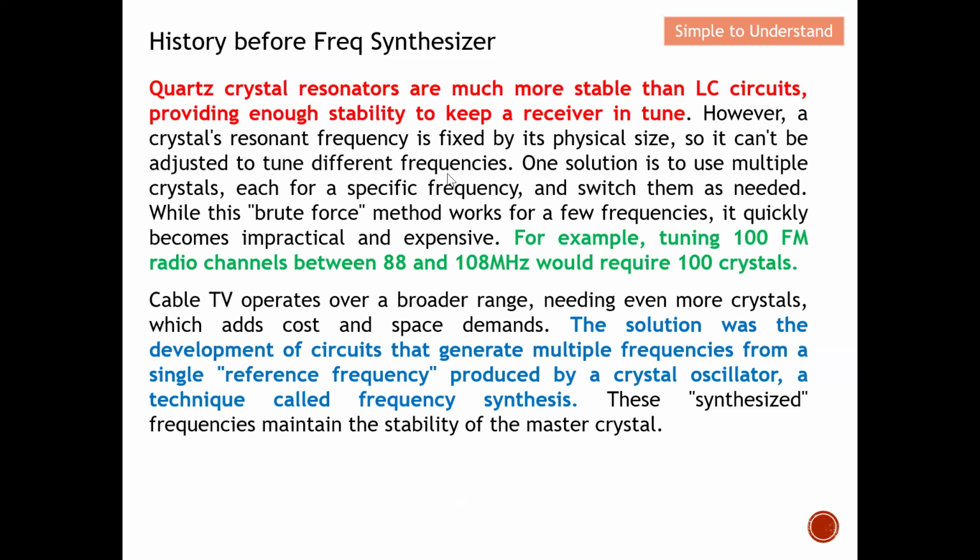A different size of the transmission line, let's say, will generate a different resonant frequency. Basically, the size controls the frequency. Hence, we can't simply adjust it to tune to a different frequency. So therefore, one solution is to use multiple crystals.